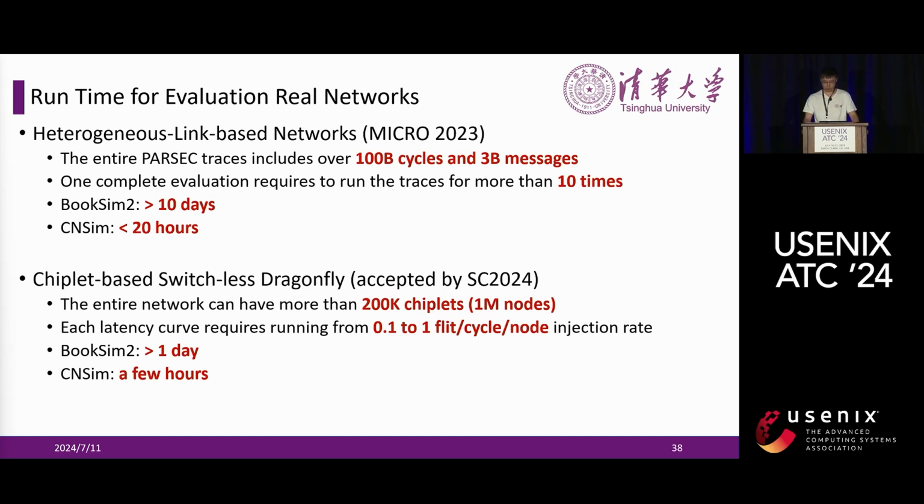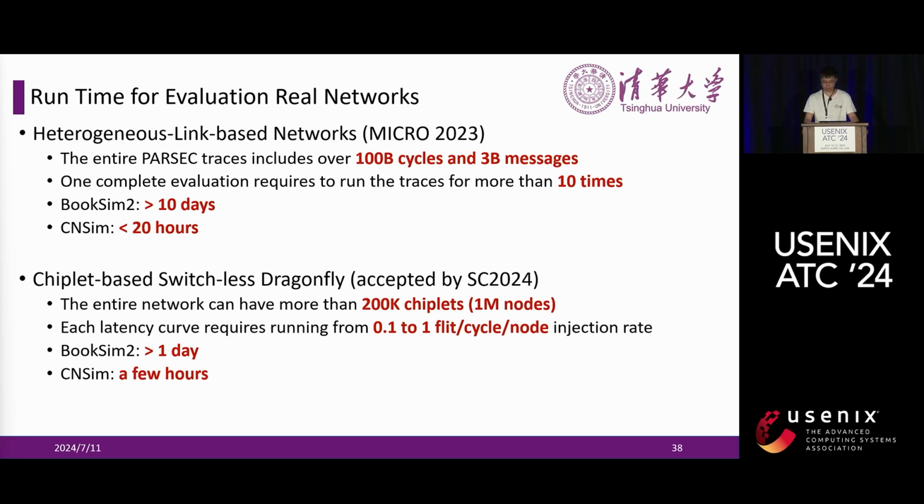Previously, we used BookSim to evaluate chiplet-based networks. The heterogeneous link-based networks are not too large, about tens of cores or a few hundred cores. However, the entire PARSEC traces include over 100 billion cycles and 3 billion messages. One complete evaluation requires running the traces more than 10 times. So when we used BookSim, we needed 10 days to finish the entire evaluation. Now, by using CNSIM, 1 day is enough.